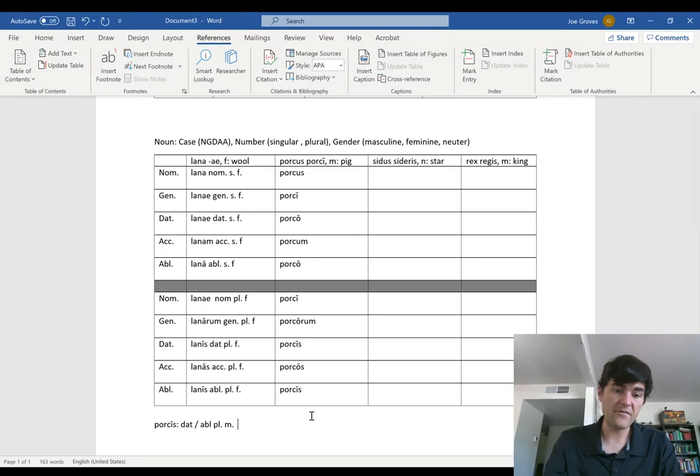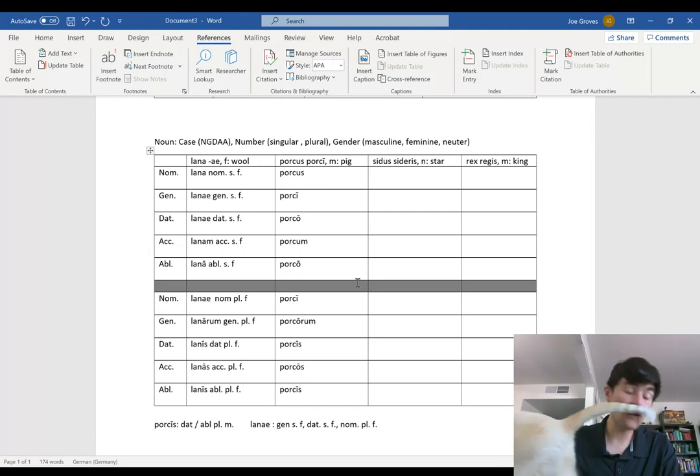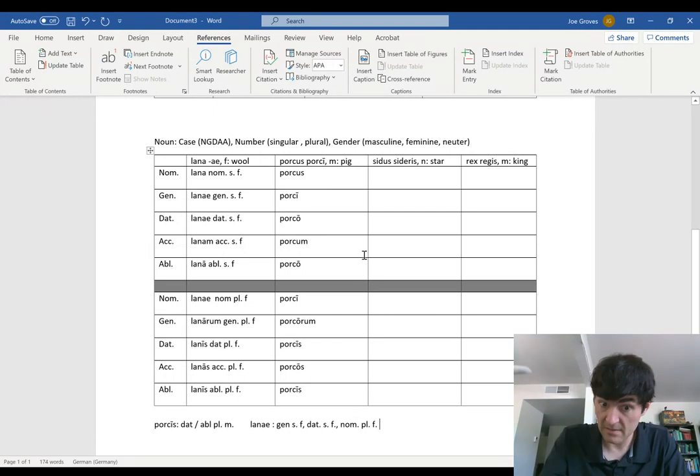Similarly, if I gave you something like lanae, right, then it gets more tricky still because lanae could be genitive singular feminine, it could be dative singular feminine, or it could be nominative plural feminine. The word on its own has any of those three options. And so that's your general form ID.